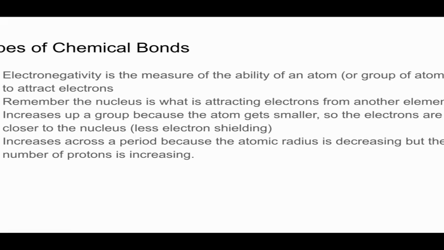So when we're talking about electronegativity, we ignore the noble gases because the noble gases are not going to be involved in chemical bonding. And so if we're talking about increase up a group, increase across a period, then fluorine is the most electronegative element, and francium would be the least electronegative element. I would memorize that fluorine is the most electronegative element because it comes up a lot and it determines the types of bonds that are going to form.